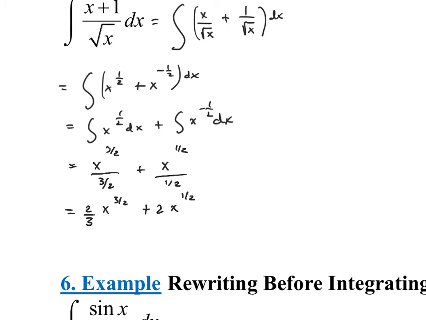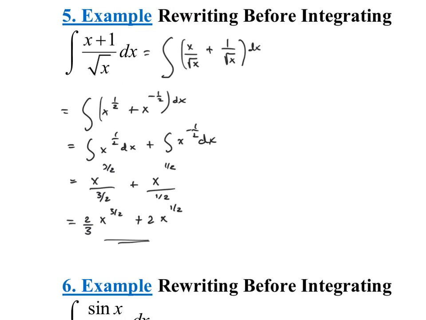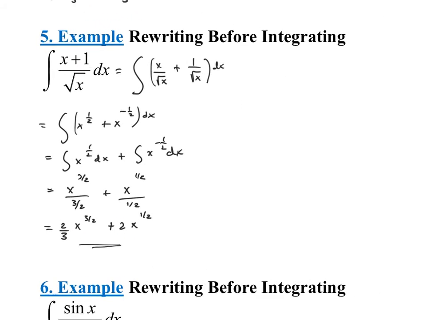I'm going to leave it just like this. So what's the idea? It says, what do I take the derivative of to get what's equivalent to x plus 1 over the square root of x? My guess is the answer is 2/3 x to the 3/2 plus 2x to the 1/2. Let's see if we're right.